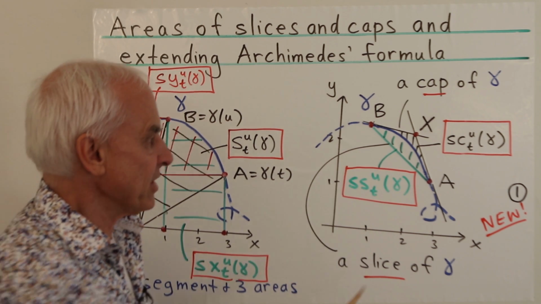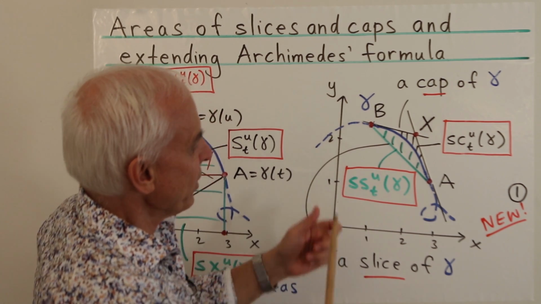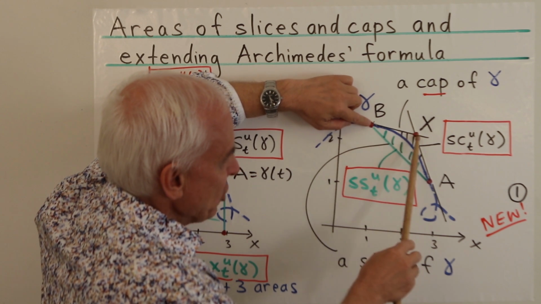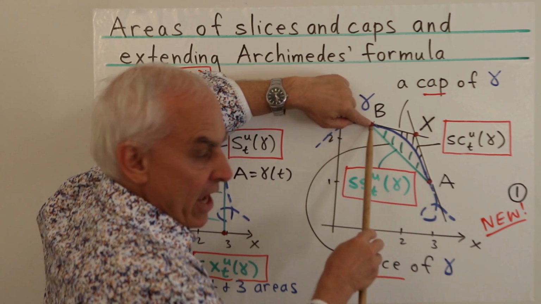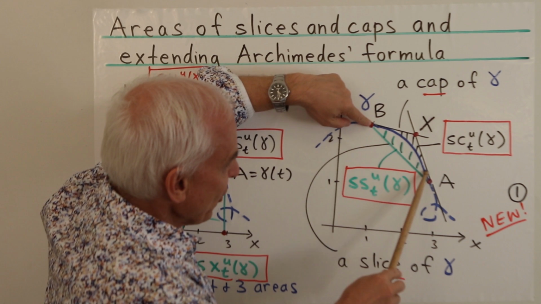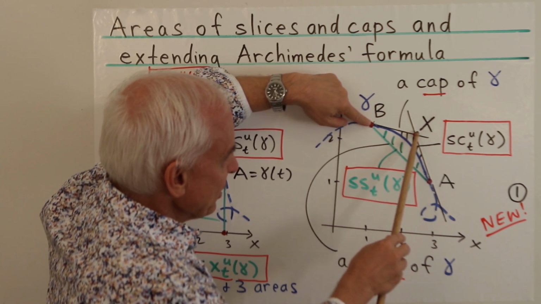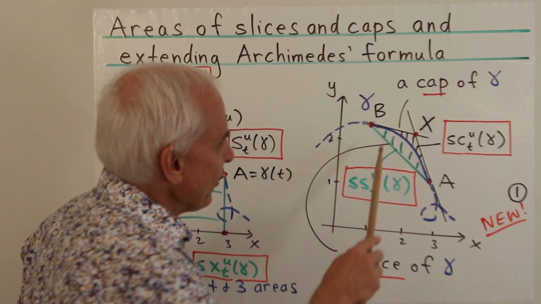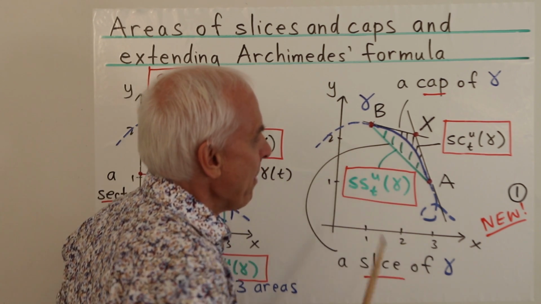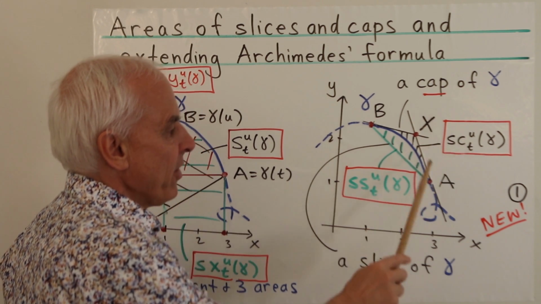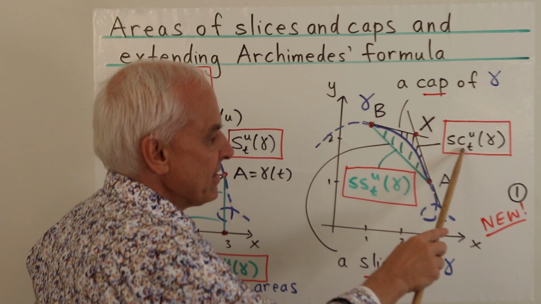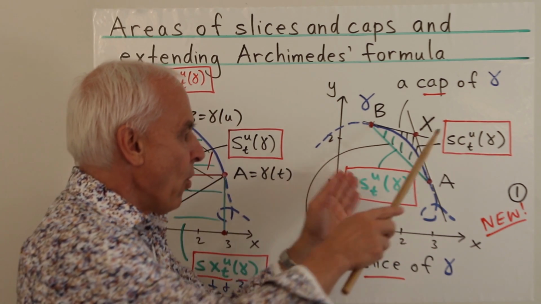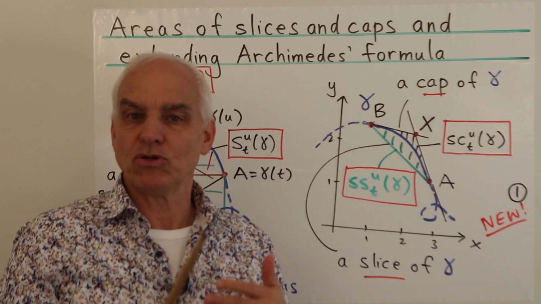And the other variant is going to be called a cap. So what is a cap? Well, a cap is this region right here, bounded by two tangents, the tangent at A and the tangent at B, with the curve. So these two tangents meet at some external point, let's call it X. And so this region here will be called the cap, and the signed cap area will be denoted this way, SC from T to U of gamma. So we're interested in getting hold of what these things are and being able to evaluate them.